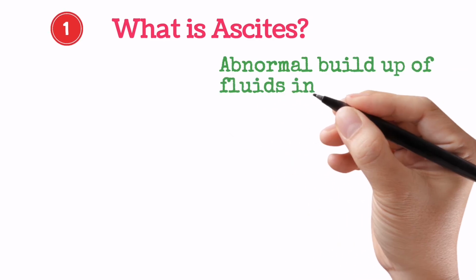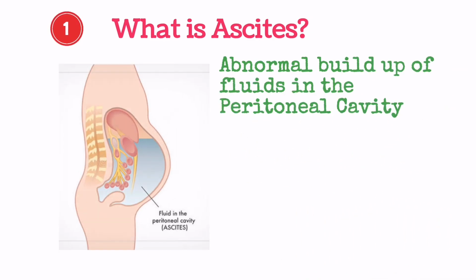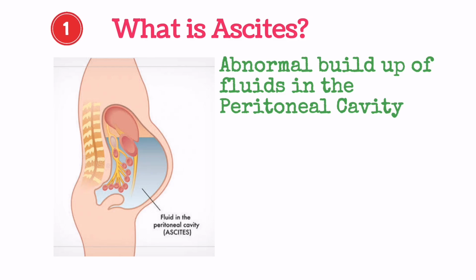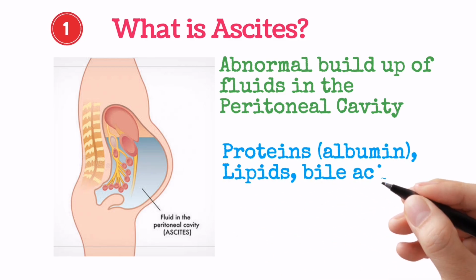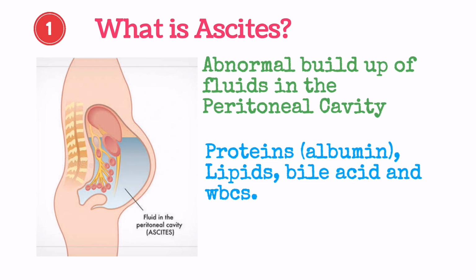Ascites is the abnormal buildup of fluid in the peritoneal cavity. It mostly contains protein, majorly albumin, lipids, bile acids, and white blood cells.